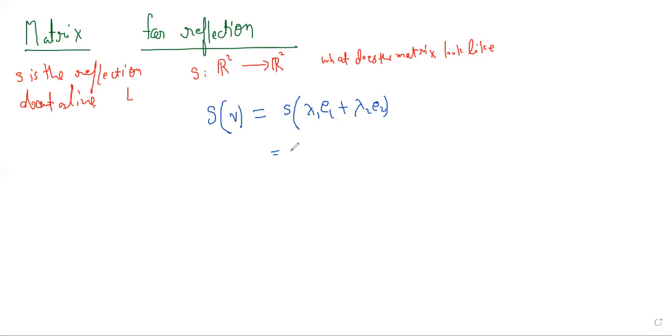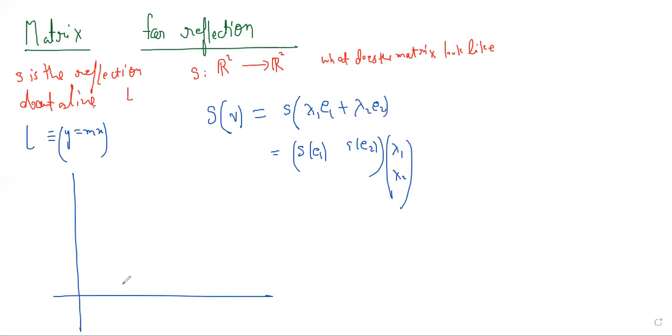We know that this is what they are about. But we'll actually do the calculations. This is a repetition of what I said earlier. So you can quickly tell me what SE1 and SE2 are. If L is, in the more known notation, y = mx, find the reflection. Once you know SE1 and SE2, you are done. So what is SE1? Where will that go under reflection? You can do your calculations. So this is y = mx, and you quickly tell me where e1 goes.